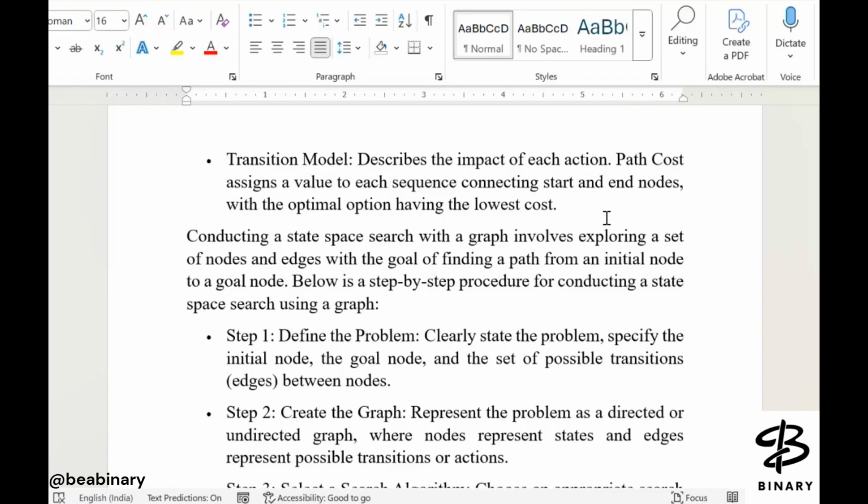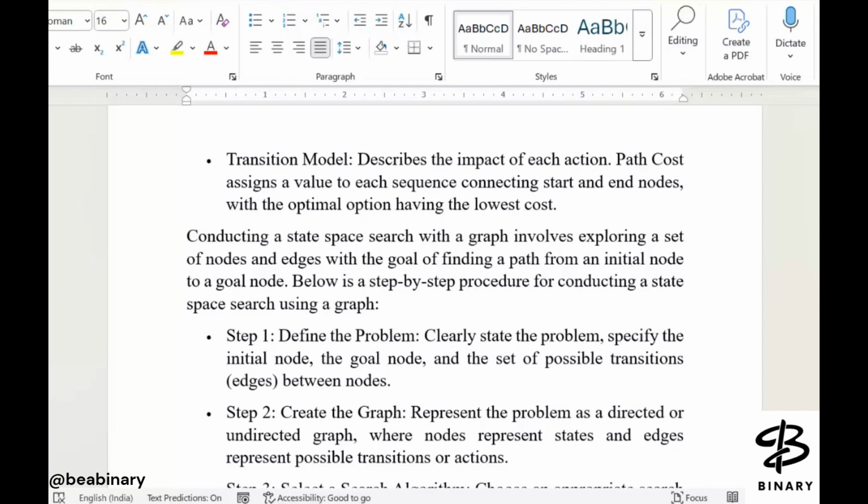State space search. Conducting a state space search with a graph involves exploring a set of nodes and edges. You need to know what comes under the node and what comes under the edges, with the goal of finding a path from the initial node to a goal node. The initial node is the initial state or the problem state, and the goal node is the goal state. You need to have an optimal node here, right? Below is the step-by-step procedure for conducting a state space search using a graph.